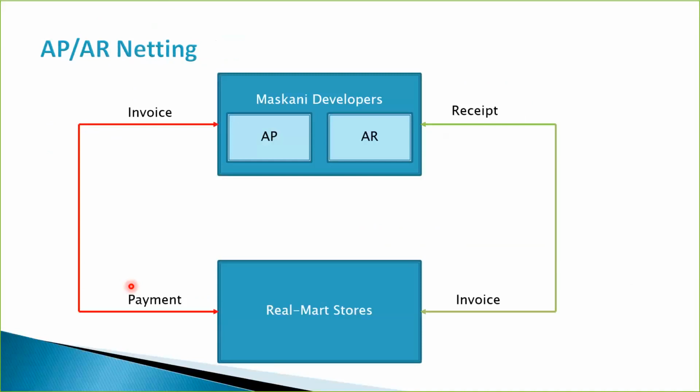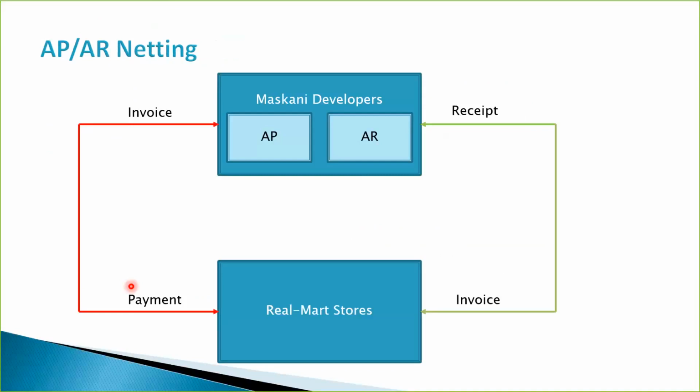So this is a scenario which we can use to explain AP-AR netting. So we have Mascani Developers there. Mascani Developers has implemented both AP and AR modules of Oracle EBS Financials, right? We have Realmat Stores here who we are going to make both a customer and a supplier.